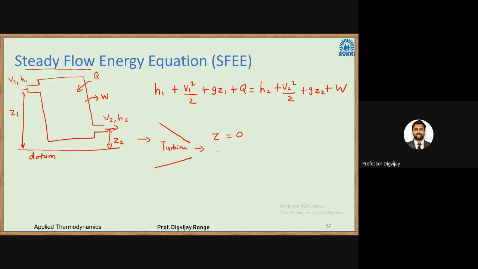Generally for turbine, that equation is H1 plus Q is equal to V2 square, H2 plus W. Okay. So these equations are simplified for the turbine. In this case, they neglect the kinetic energy as well as potential energy. So there are many simplifications. We'll see when we solve the numericals. This is a general SFE equation on mass basis.